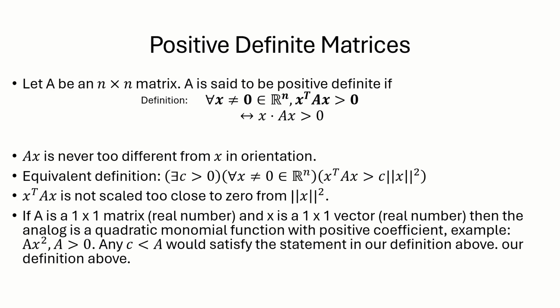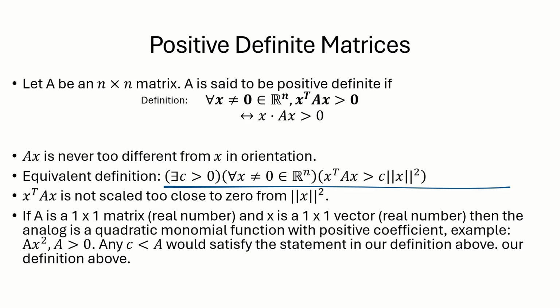We can understand this better if we go to the basic case where A is simply a real number, that is a 1-by-1 matrix, and x is just a real number, that is a vector of length 1. In this case, x transpose is just x, and the vector and matrix multiplications are just regular multiplication of real numbers. So what we get is a quadratic monomial with coefficient a. Any choice of c less than a will satisfy the statement in our new definition for positive definiteness.